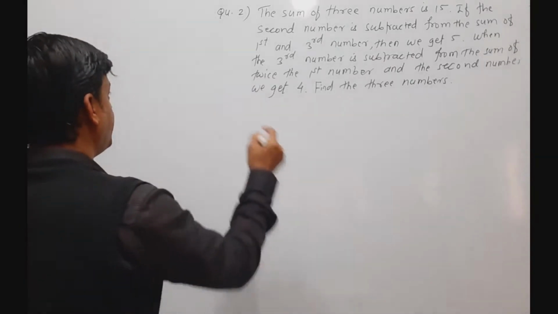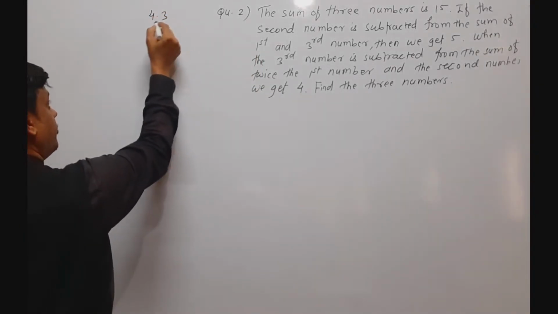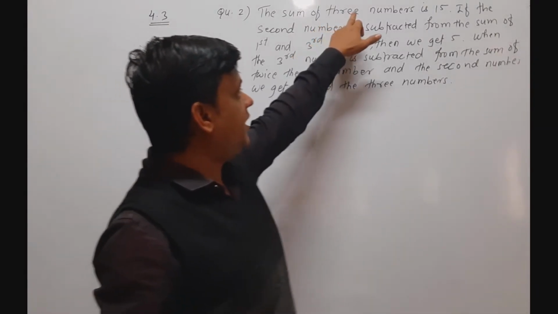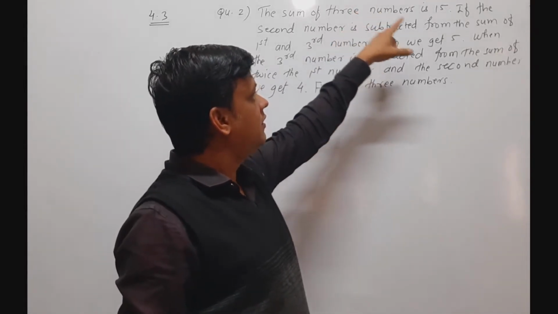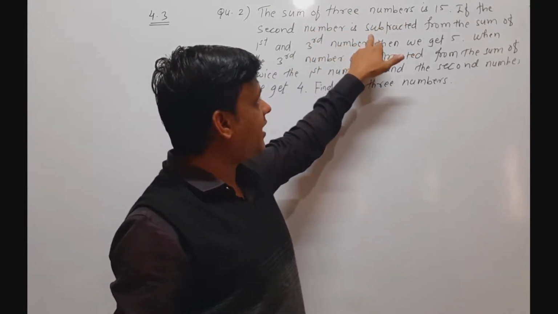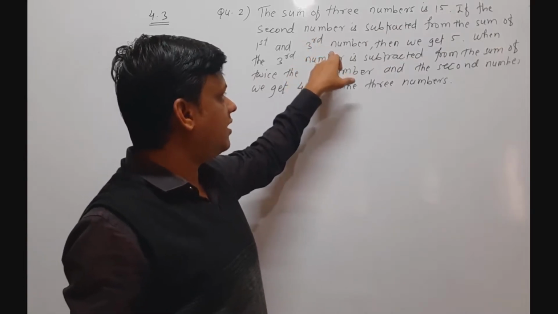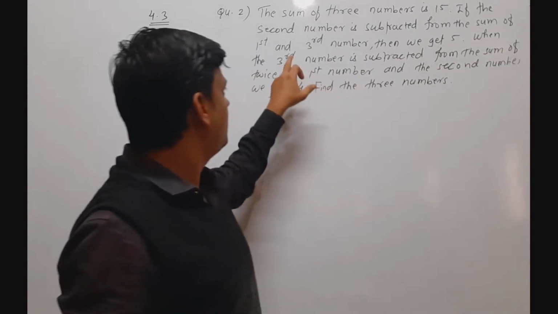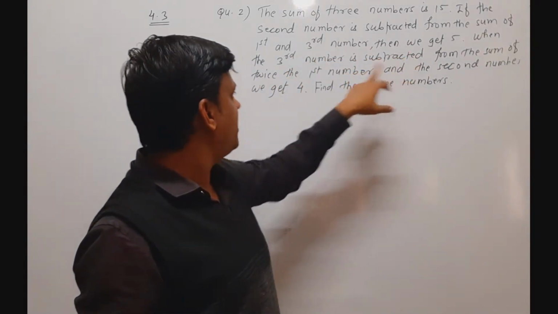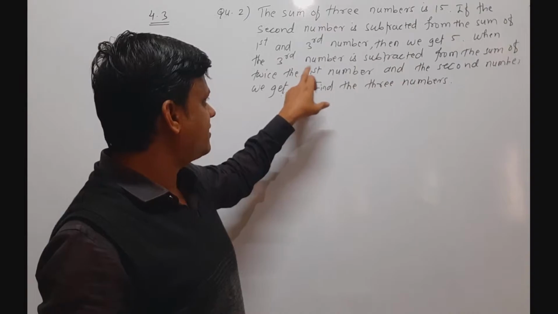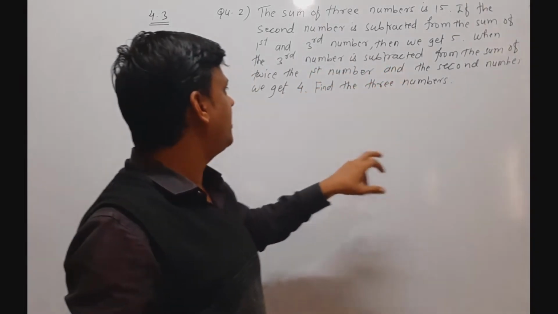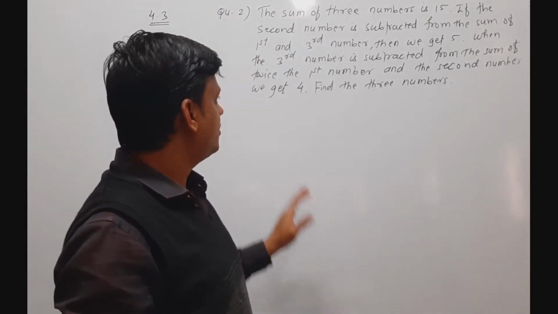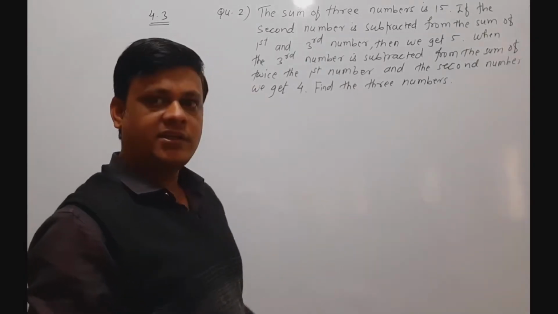Now see next question, question number 4 from exercise 4.3. The sum of three numbers is 15. If the second number is subtracted from the sum of the first and third number, then we get 5. When the third number is subtracted from the sum of twice the first number and the second number, we get 4. Find the three numbers. So here first we consider three numbers.